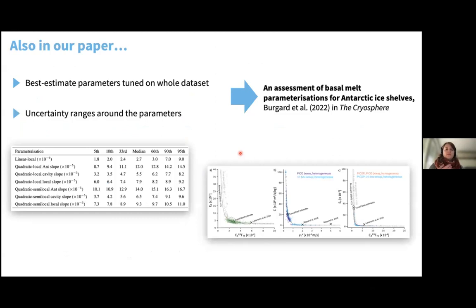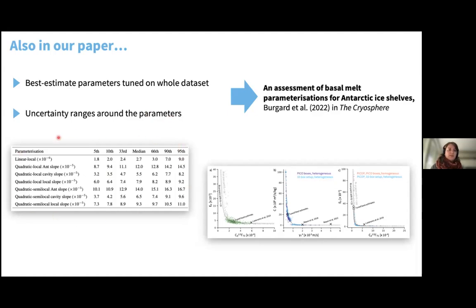If you are more into the technical details, we did also much more, but it's a bit boring to talk about it. So I would just recommend that you check out the paper. You will find also best estimate parameters tuned on the whole data set, so not the cross-validation, but really on the whole data set. And then uncertainty ranges around the parameters. So we did some bootstrapping to test the uncertainty ranges around the parameters.